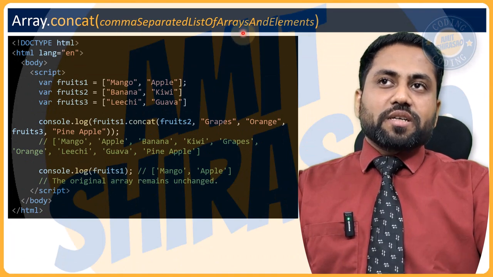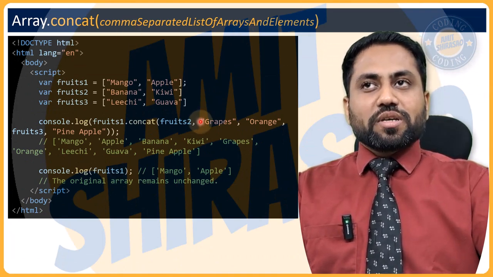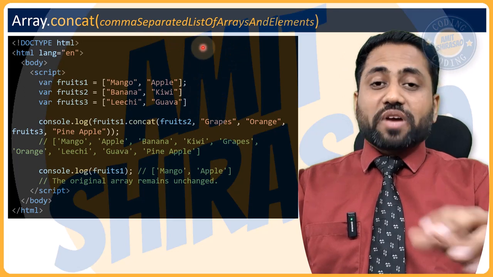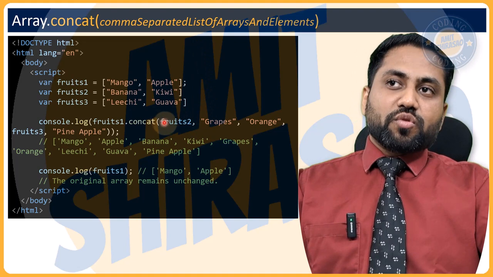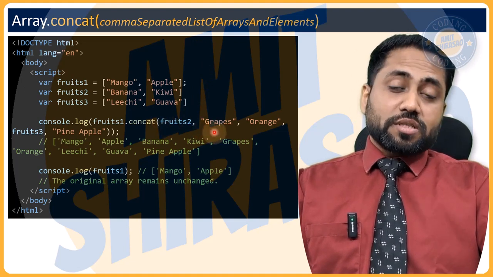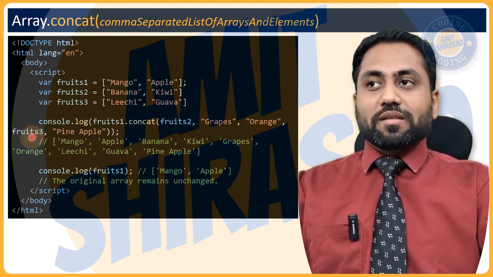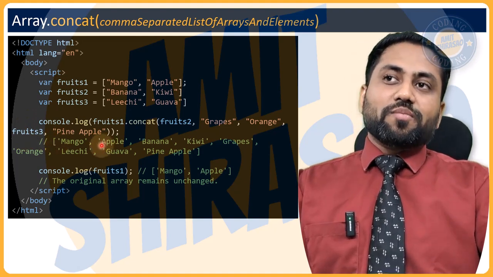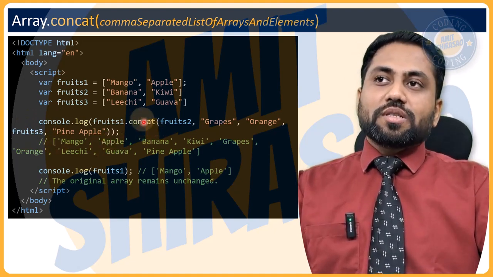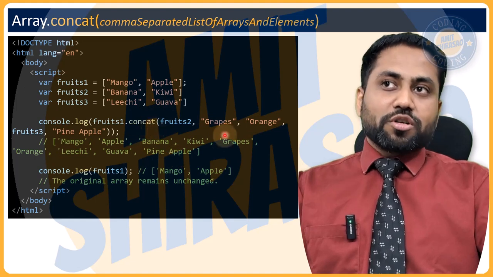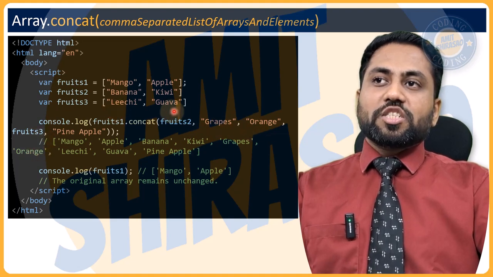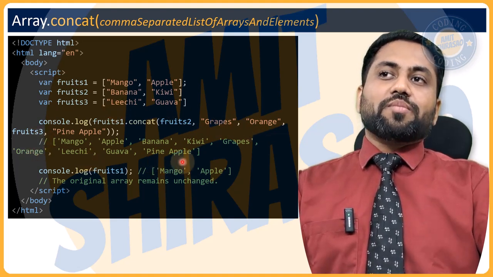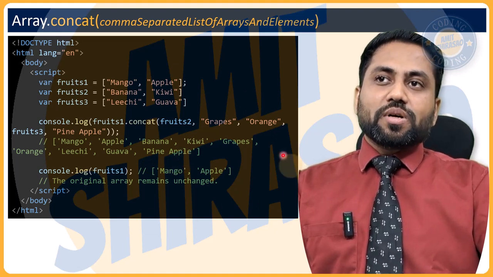Instead of a comma separated list of arrays, you can also give a comma separated list of arrays or elements. So here I have given fruit2, which is an array, grapes is just an element, orange is just an element, fruit3 is an array, and pineapple is just an element. What it will do is keep on concatenating them in this order only. So fruits2 means banana and kiwi get concatenated first, then grapes and orange, then lychee and guava will come, and then pineapple will come. Okay, so this is how it will be done.